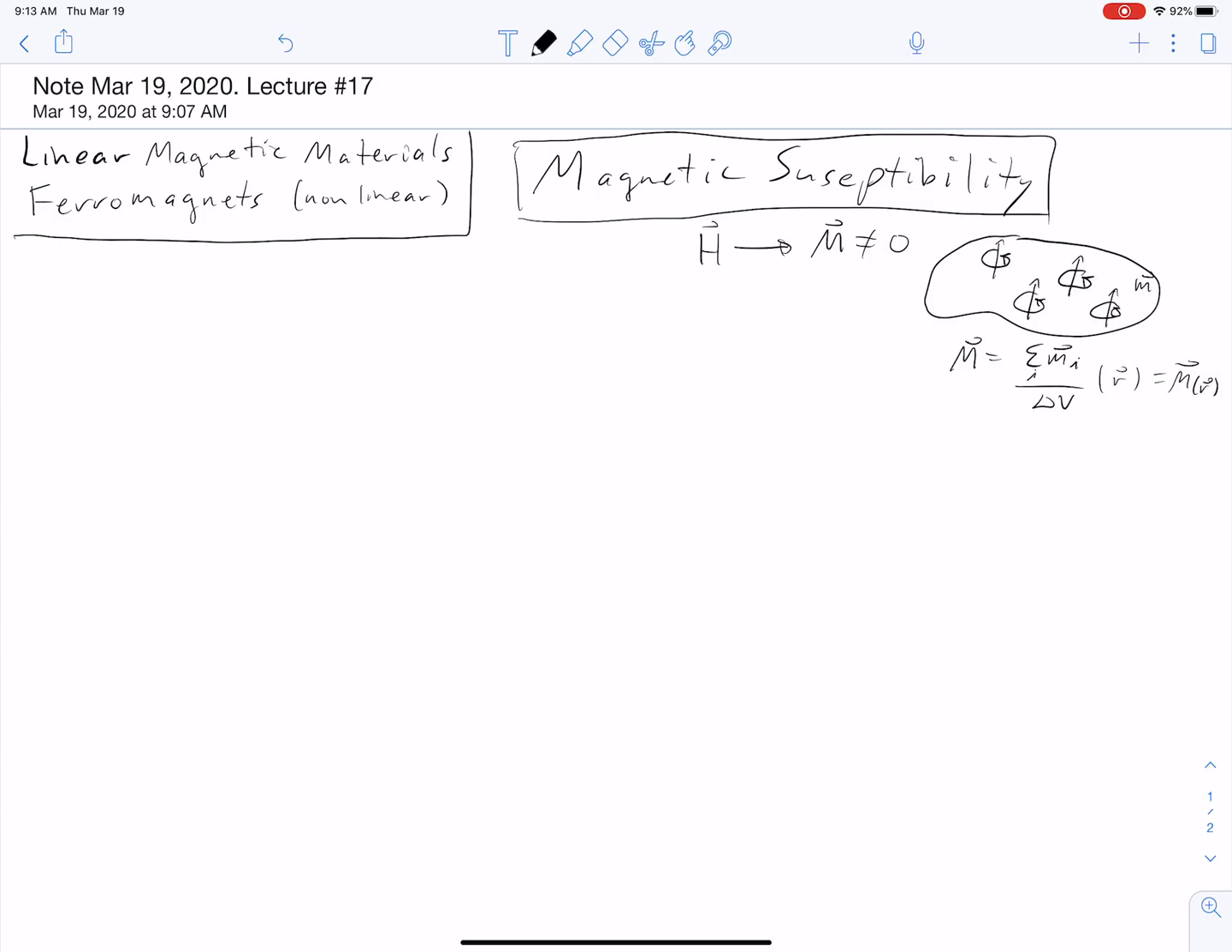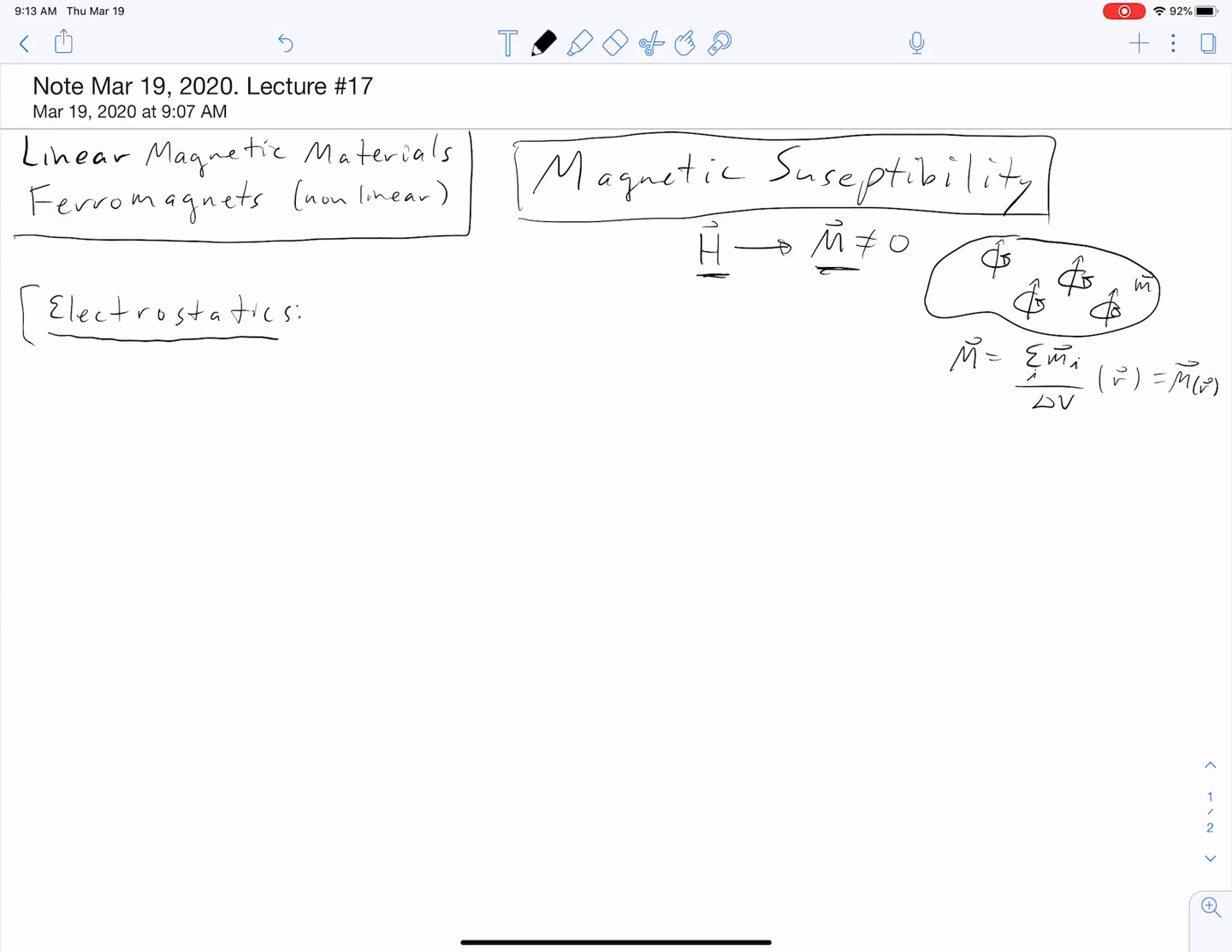Okay, so how does the magnetization change when I turn on an H field? That's what we want to understand. And before diving into it, I want to remind you, I always do this, I sound like a broken record, but I really want you to see the analogies with the electrostatic case. Because when we treat magnetostatics, it's always perfectly analogous to how we treat electrostatics.